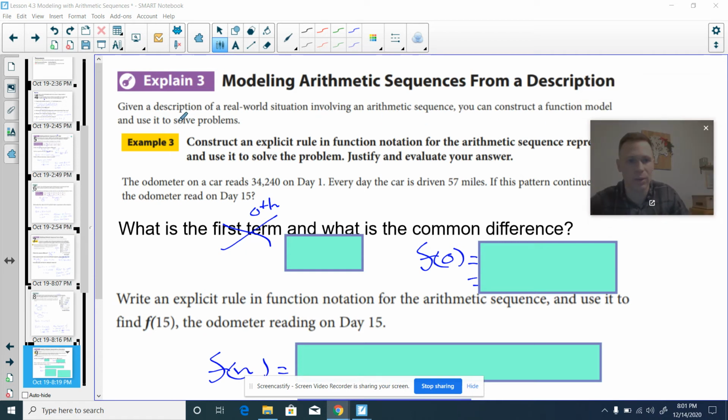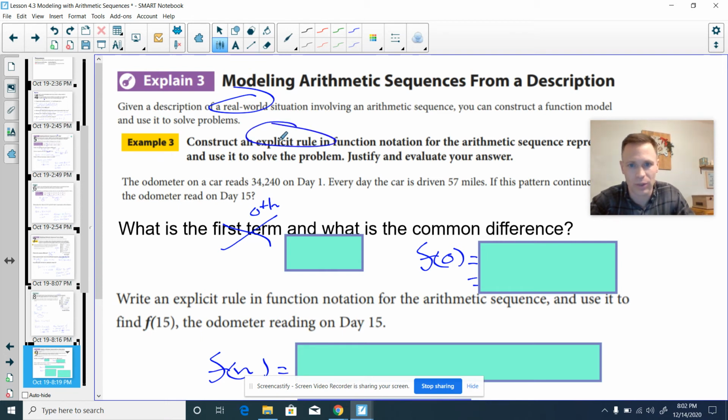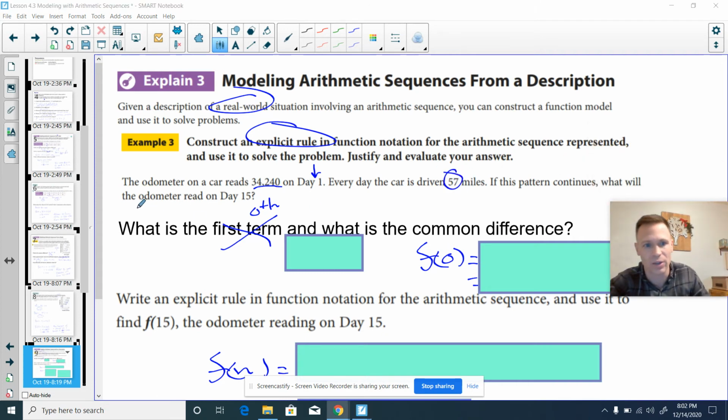So again, another modeling problem. We're modeling real-world situations with all of these. And we're going to write another explicit rule in function notation for the arithmetic sequence to represent the problem and use it to solve the problem, justify and evaluate your answer. And here's the scenario. The odometer on a car has 34,240 miles on day 1. So after a day of driving, that's the day 1 odometer reading. Every day the car has driven 57 miles. If this pattern continues, what will the odometer read on day 15?